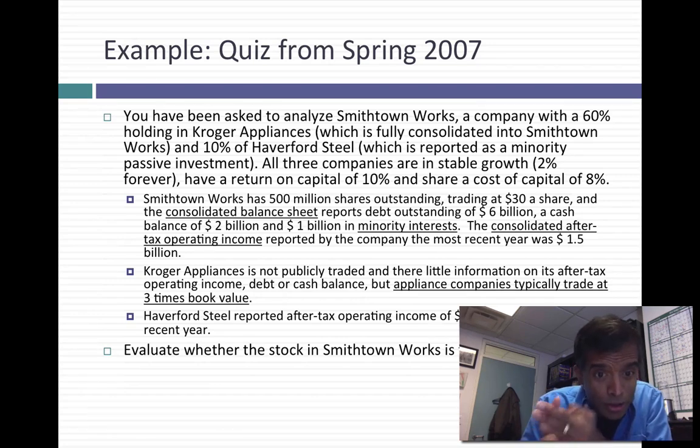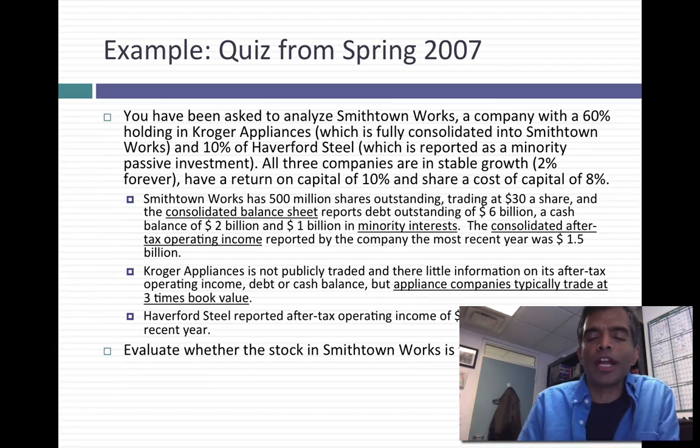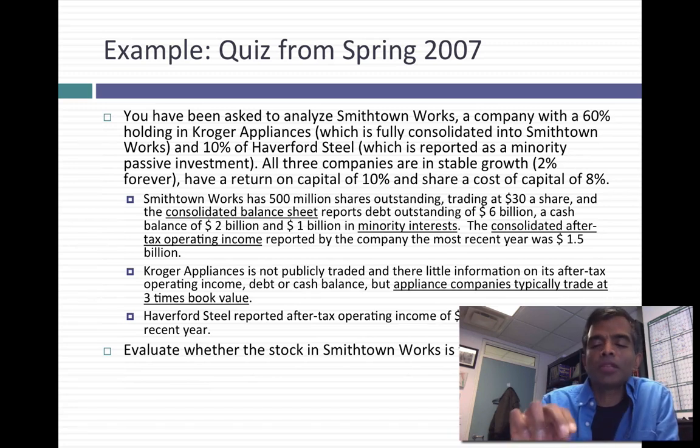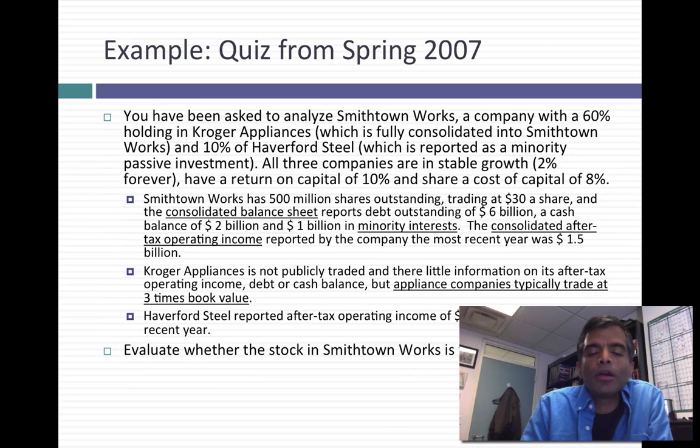Remember, it's consolidated. Smithtown owns 60% of Kroger, but because everything is consolidated, 100% of Kroger's stuff is going to be both in the balance sheet items and in the after-tax operating income. Kroger Appliances is not publicly traded. You can't do a valuation, so I haven't given you enough information, but I tell you that appliance companies typically trade at 3 times book value. I also tell you that Haverford Steel reported after-tax operating income of $800 million in the most recent year.